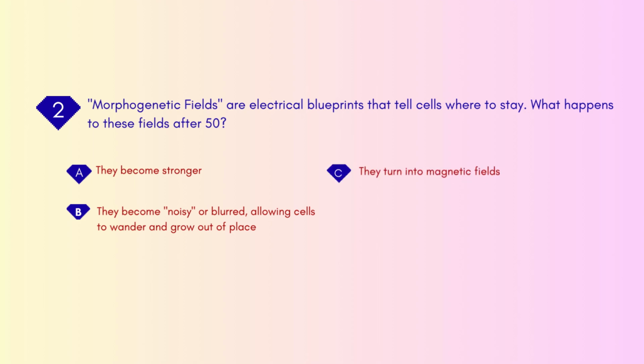C. They turn into magnetic fields. D. They disappear entirely. Answer: B. They become noisy or blurred.